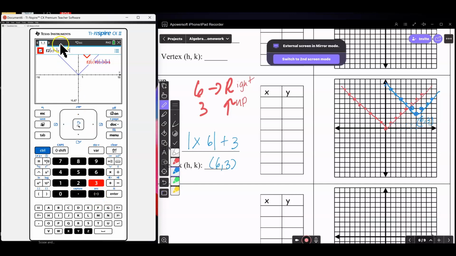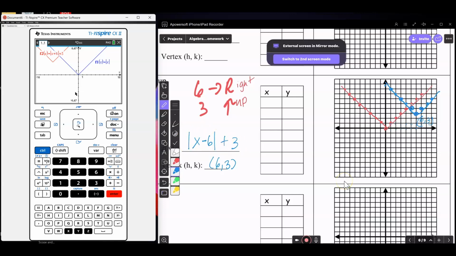Plus 3, and then we don't know if it's minus 6 or plus 6. We're thinking that it's going to be plus 6 since it went to the right. So let's go ahead and write that down in our calculator and see the effect. And nope, it went to the left, so we notice that it's going to have to be minus. So the new function is going to be the absolute value of x minus 6, plus 3.